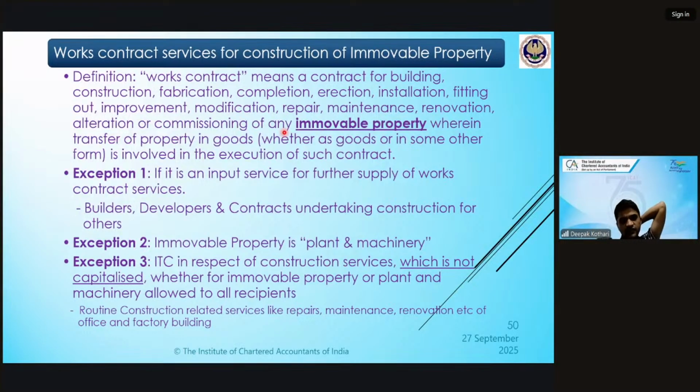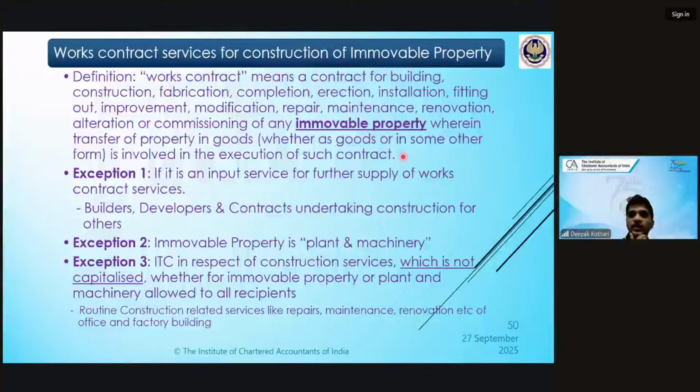कि अगर any kind of civil works you're doing for an immovable property, wherein the transfer of property in goods, whether as goods or in some other form, is involved in the execution of such contract, that is a works contract. Why we are reading this definition of works contract? Because GST on works contract is not available. Okay, so that's why we are reading this definition कि कुछ भी आप बिल्डिंग बनाते हो, कंस्ट्रक्शन करते हो, ऑल्ट्रेशन करते हो, रिपेयर करते हो, मॉडिफिकेशन करते हो, anything which you do, credit will not be available on that. All of that is a works contract.